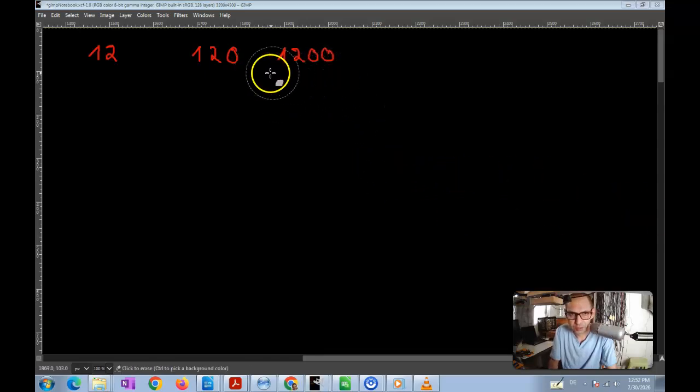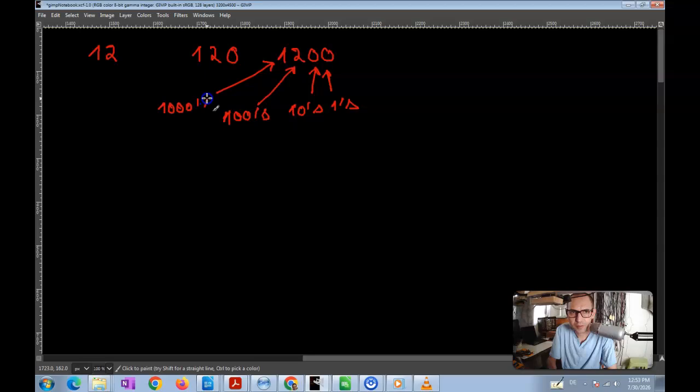Now we know this, and that's based on the place value, because over here we have the ones place value. For example, over here we have the tens place value, over here we have the hundreds place value, and over here we have the thousands place value. And based on these place values, we write our numbers, right?